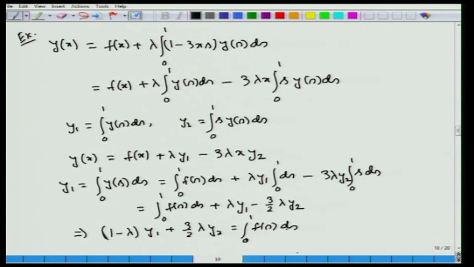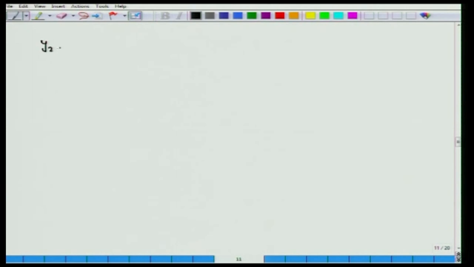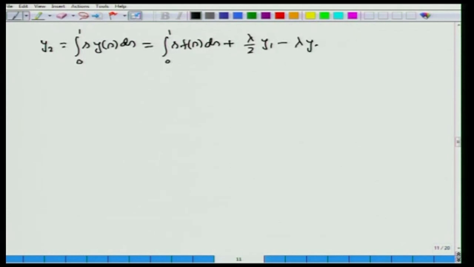So, this is the first equation. For the second, y2 is equal to integral 0 to 1 s y(s) ds, and after substituting the expression for y(s) and evaluating the integral, you can find integral 0 to 1 s f(s) ds plus lambda by 2 y1 minus lambda y2. From there we can write minus lambda by 2 y1 plus (1 plus lambda) y2 equal to integral 0 to 1 s f(s) ds.